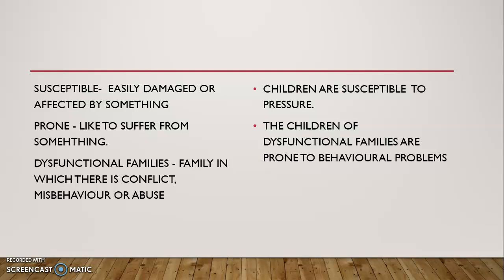Next word is susceptible. Susceptible means easily damaged or affected by something. For example, children are susceptible to pressure. So children are easily damaged by pressure. Next word is prone. Prone means to suffer from something. And next is dysfunctional families. Dysfunctional families means in which there is a conflict or misbehavior or abuse.